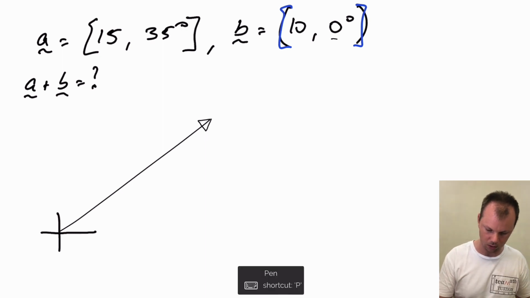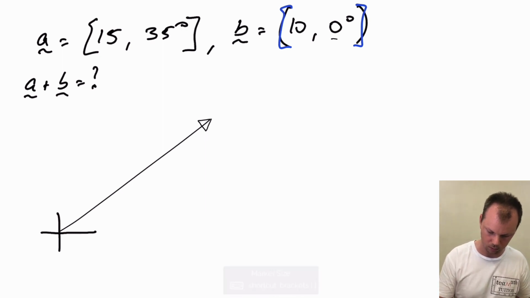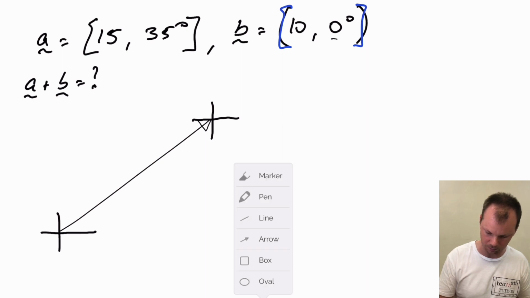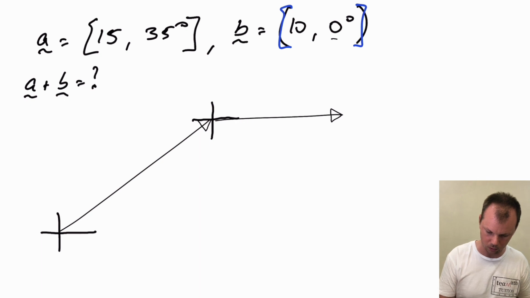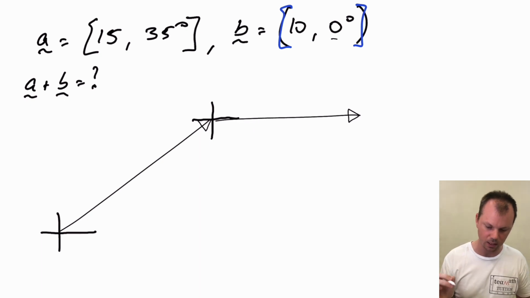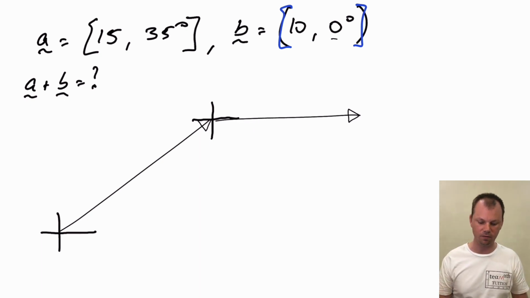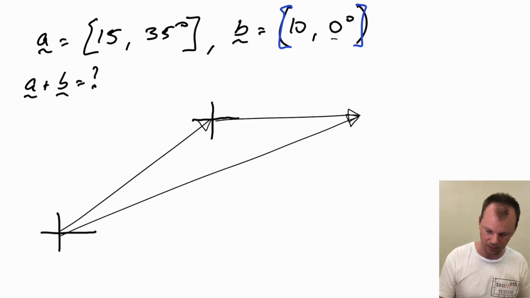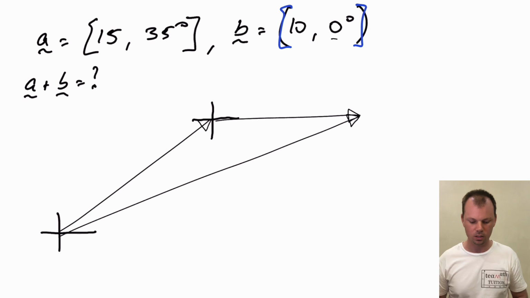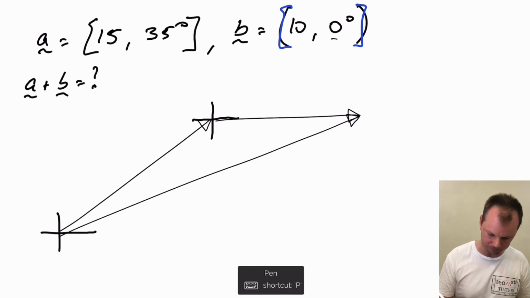Then we've got 10 length, along that x-axis. So not quite as long as the first one. If we're adding together the vectors, we want to get this resultant vector here. Okay. So we have this triangle, let's label it.